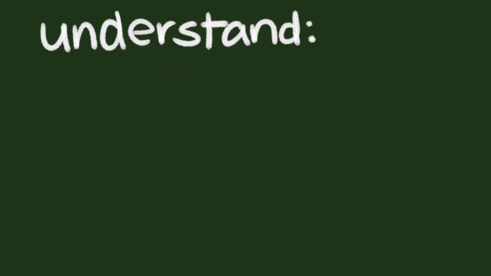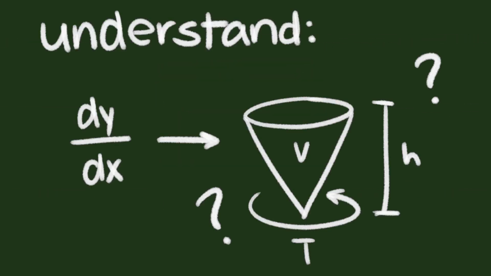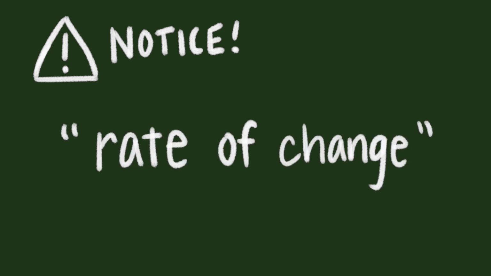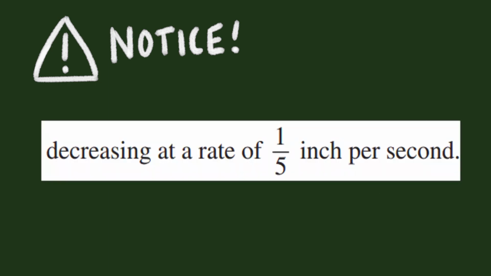Let's break it down. Going all the way back to the beginning, you'll need to understand how derivatives relate to all of this. The first thing you need to notice is the words rate of change, or other variations, such as increasing or decreasing at a rate of blah blah blah, and so on.